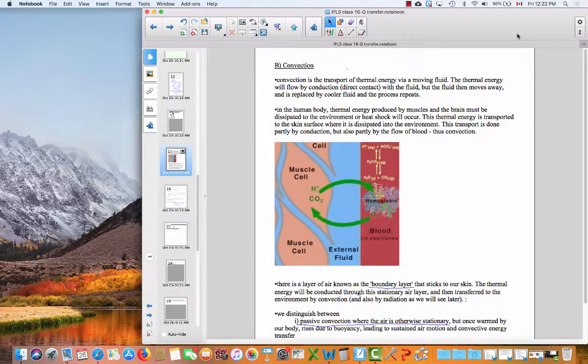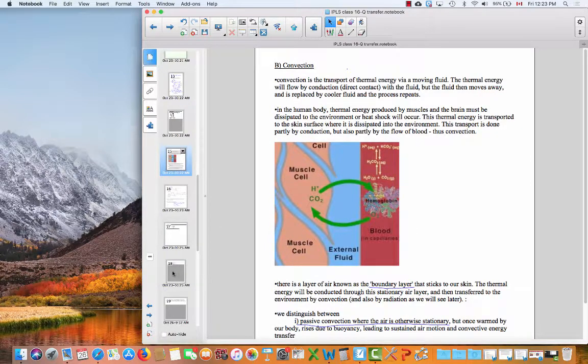transferring thermal energy, convection. Convection occurs when thermal energy is transported by a fluid, say moving air or a moving liquid. An example would be in the human body. When our muscles do work, they generate thermal energy. That thermal energy is conducted from the muscles into the bloodstream, warming up the blood a little bit, and the blood then transports that thermal energy around the body. That's a convective transport. Now, that blood would, for instance, transfer the thermal energy to the skin surface, where it could then be dissipated to the environment.